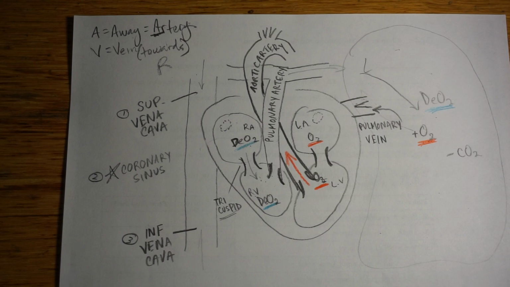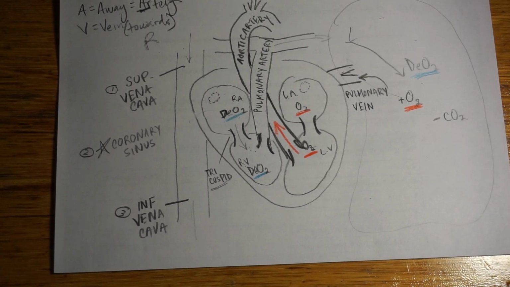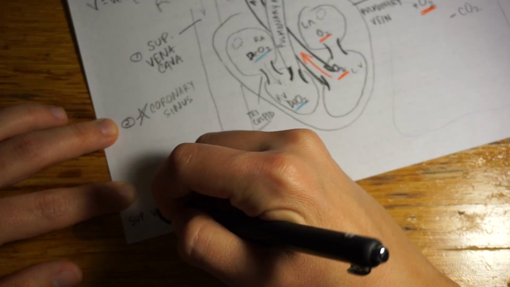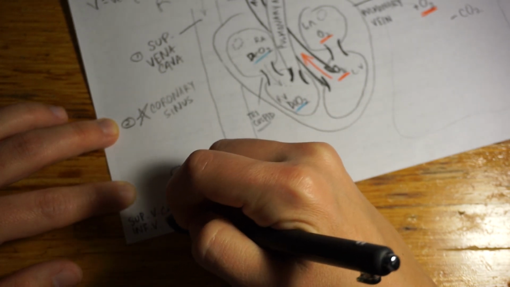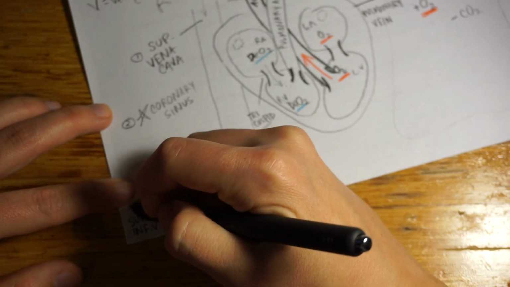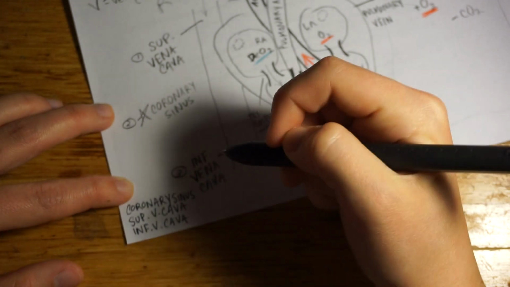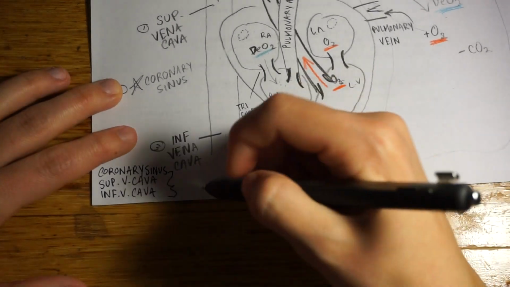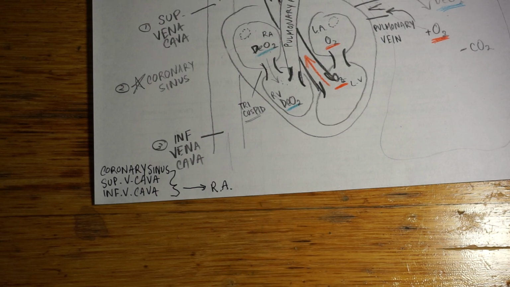So let's summarize this in a written form down at the bottom. We'll review this all again, but in a written form, so it's in a little bit of a different way. First, we want to start with the superior vena cava, the inferior vena cava, and we also know that the coronary sinus. All three of these together dump into where? The right atrium, which will be abbreviated RA, right? The right atrium. Then what happens?